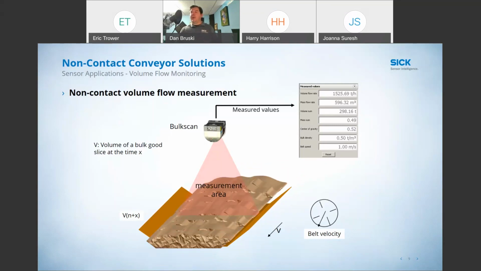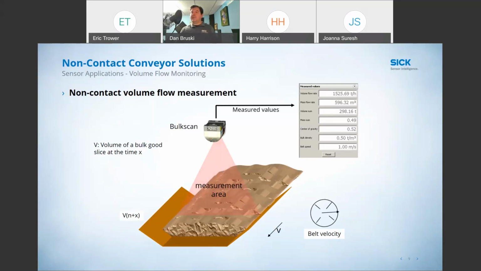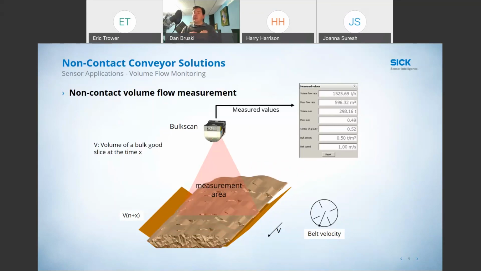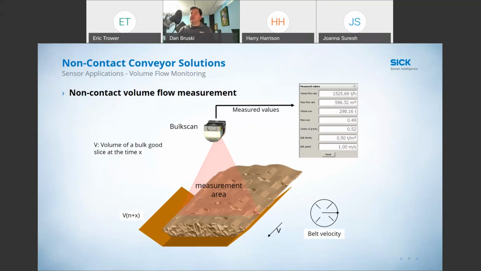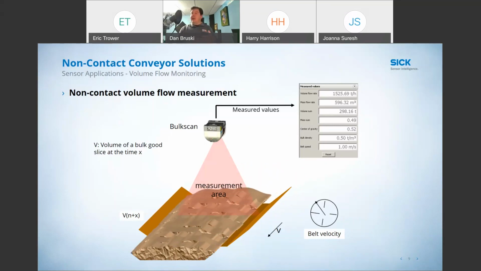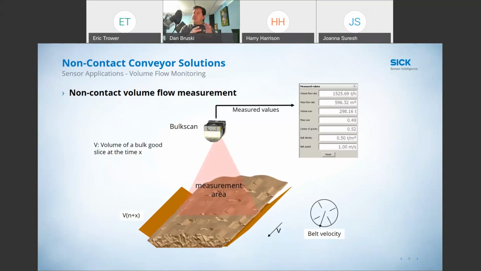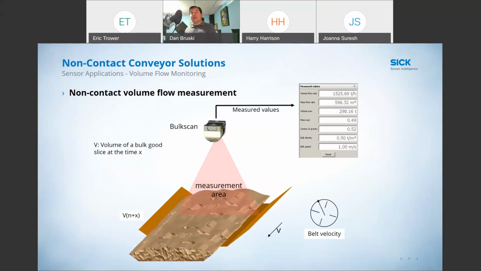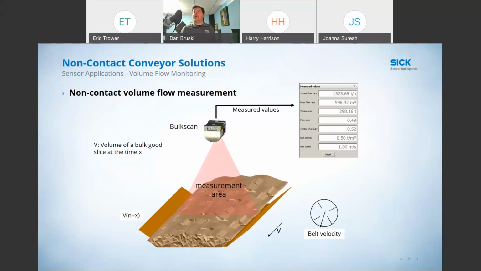This information, when combined with the belt speed, which can be determined by an encoder directly connected to the bulk scan, or you can send it a fixed value and say, here's my belt speed, gives the volume flow. Then you multiply the volume flow by material density, if you know what that is, or you can calculate it, which results in a mass flow.